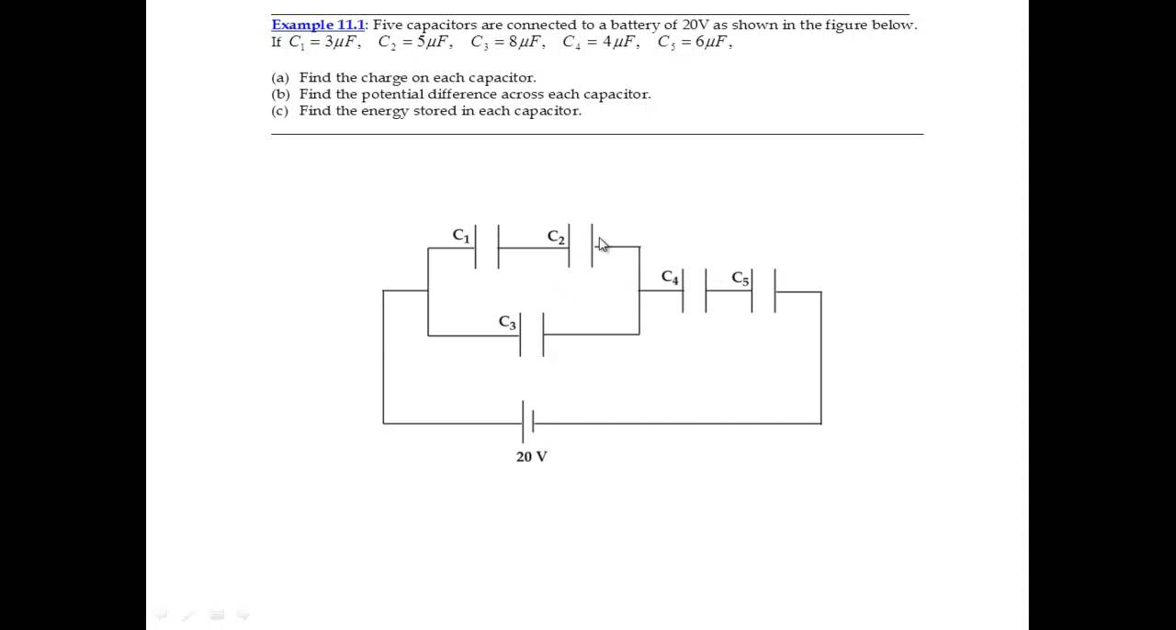Because if we find the final charge, it's easy to find the potential difference and then also easy to find the energy stored. So I'll be posting a video with a simple example problem, a little less complicated than this, to give you help getting started on these problems.